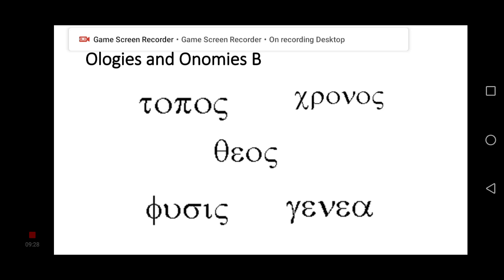So again, topology we've got, chronology, genealogy, what are the other ones there? Can you remember? The only one different we've got is theos, theology, which theos is a god, and it's a study of kind of religion and the gods, and theology is often another word for RE, isn't it? Religious studies. Physis, physiology again, or physiognomy, and genea, which is genealogy.